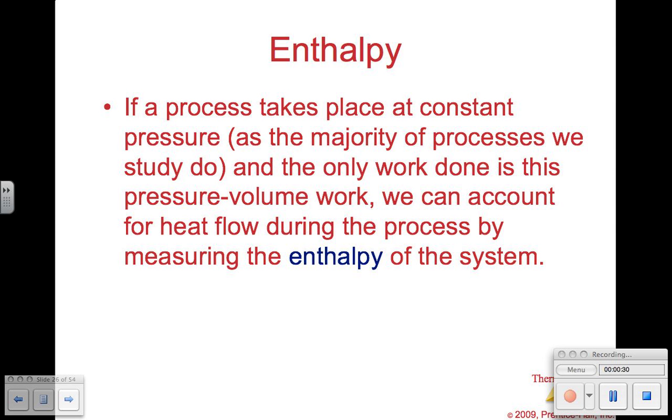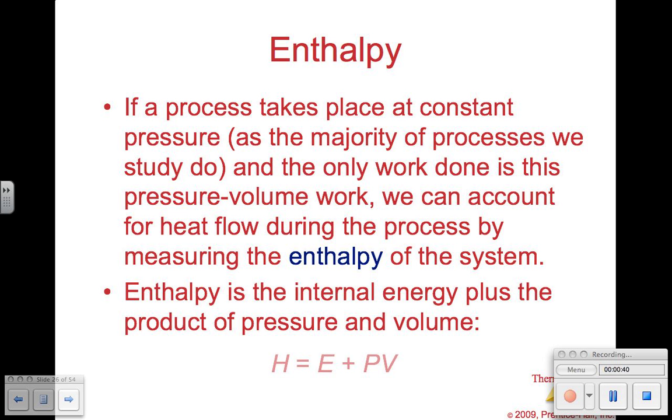So if we think of heat and work, the heat flow during this process is what we call enthalpy. So when we measure the heat in a reaction, enthalpy is the internal energy plus the product of pressure and volume.